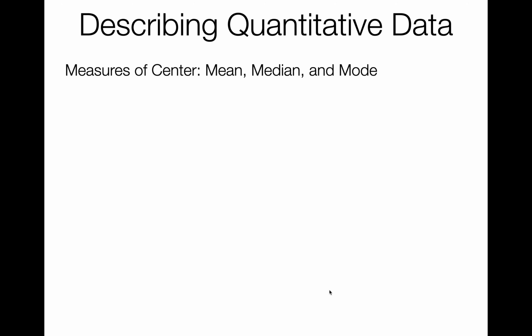Hello everyone. In this video we're going to continue on with lesson 2 by describing quantitative data some more. In the last video we talked about the three main components of how you describe quantitative data, or at least that's what we ended with, and those three things were shape, center, and variability. We talked about shape the last time, and we're talking about center and variability in this video.